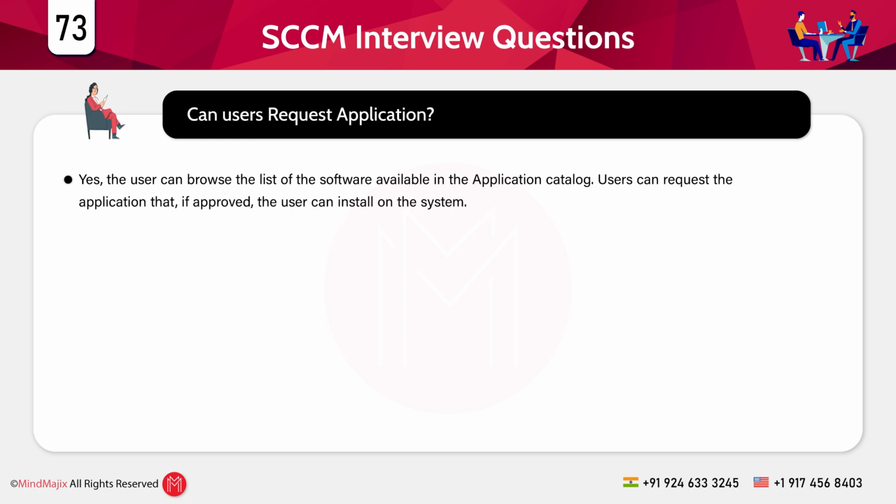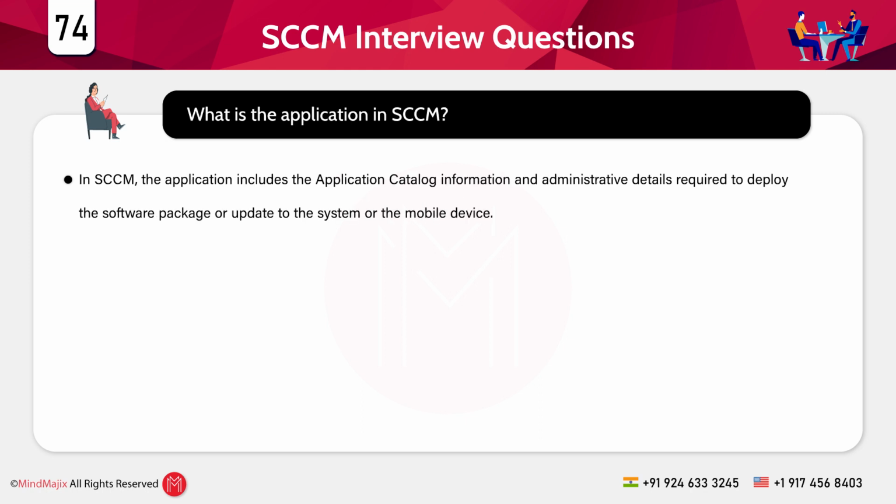The next question is, can users request applications? So the answer is yes, the user can browse the list of the software available in the application catalog. Users can request the application and, if approved, the user can install it on the system. The next question is, what is the application in SCCM? So in SCCM, the application includes the application catalog information and administrative details required to deploy the software package or update to the system or the mobile device.